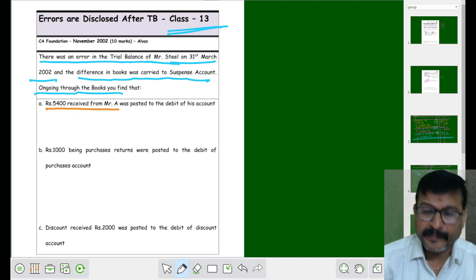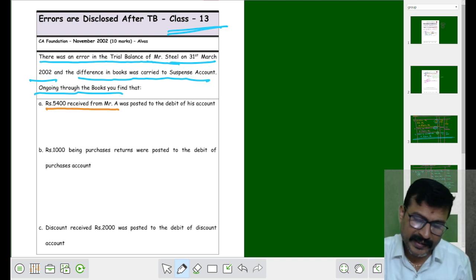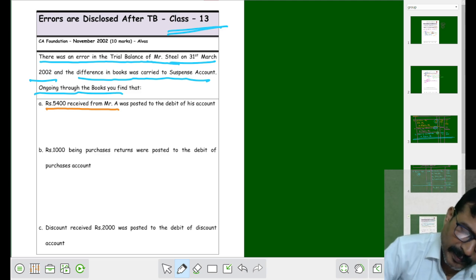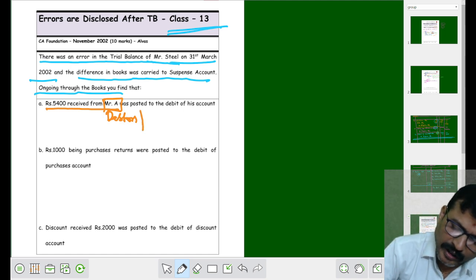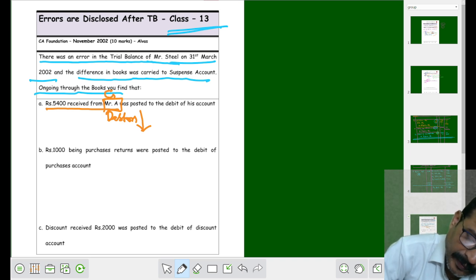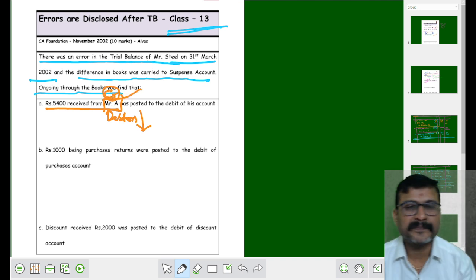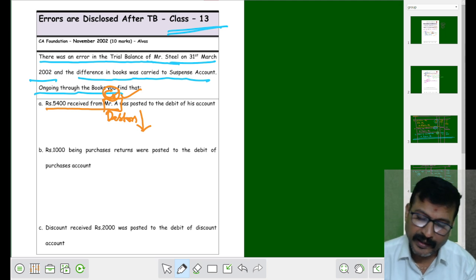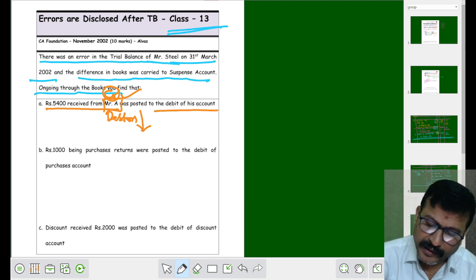5,400 received from Mr. A. Remember, here received is not income. Mr. A means debtor. When you receive money from Mr. A, the debtor decreases. When the debtor decreases, the debtor is to be credited. But unfortunately, what have you done? Debited to his account. His means Mr. A.